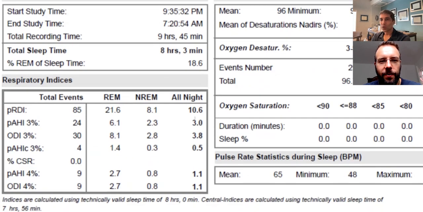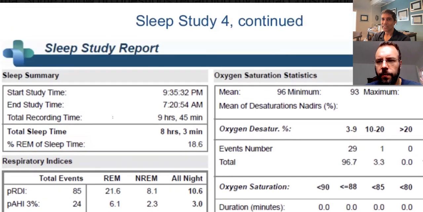Once again, we have a UARS patient by the numbers. The AHI is 3, right? And the RDI, so under 5, the RDI is greater than 5, which is 10.6. So this will be, once again, classic UARS. And similar to the last patient, wow, it doubled in REM sleep, right? Twice as bad in REM sleep. So it seems like a valid study.